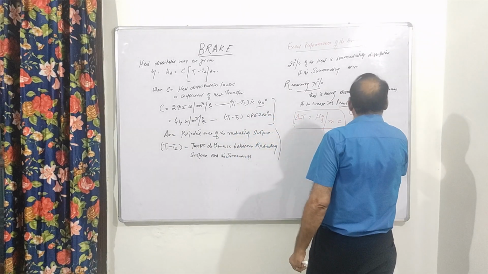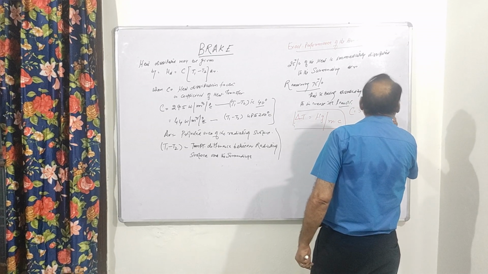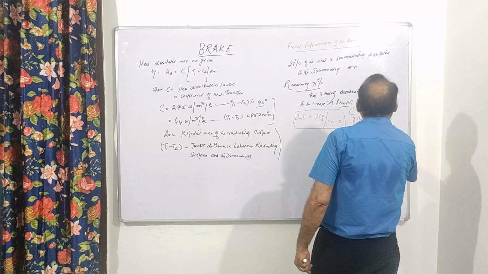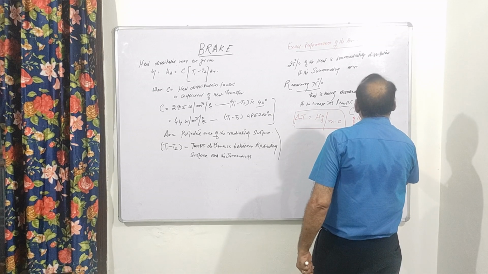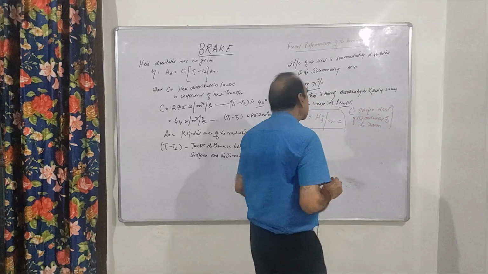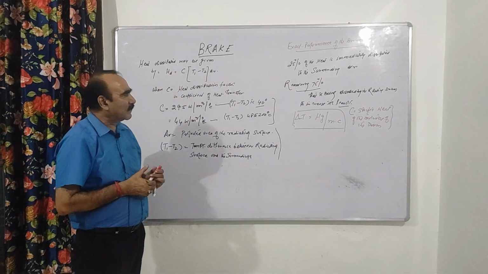C क्या है आपका? Specific heat of the material of the drum. C is the specific heat of the material of the drum.